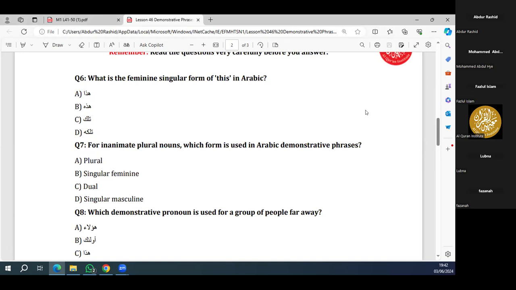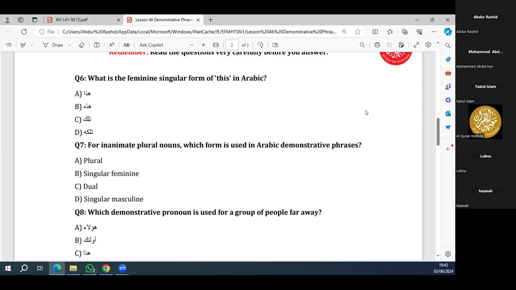Tilka? Yes. Tilka, dhalika. Tanika. The last one is Tanika. Tanika with tamarbuta at the end. Wrong. That's right. Okay. So it is feminine singular.